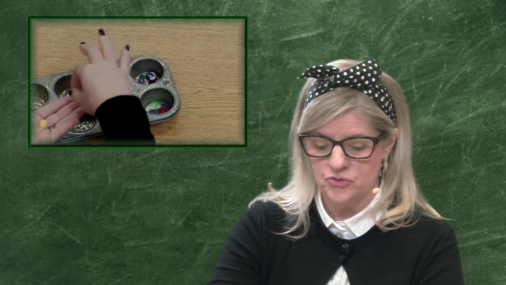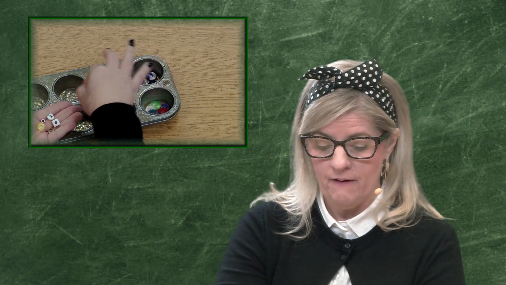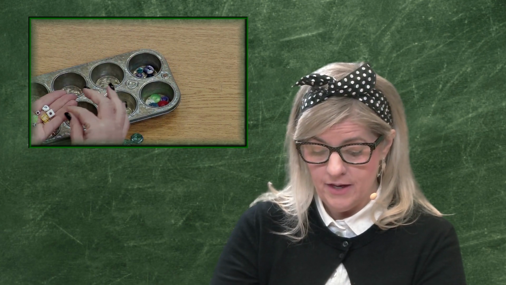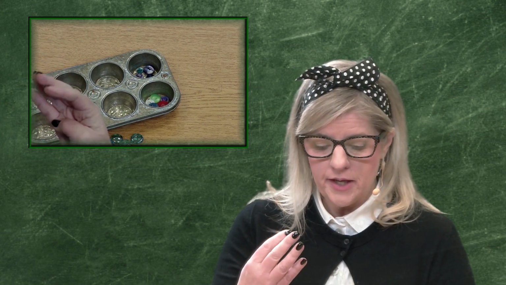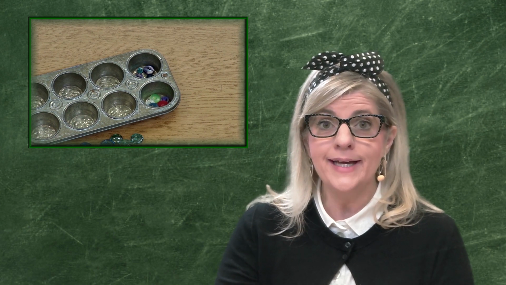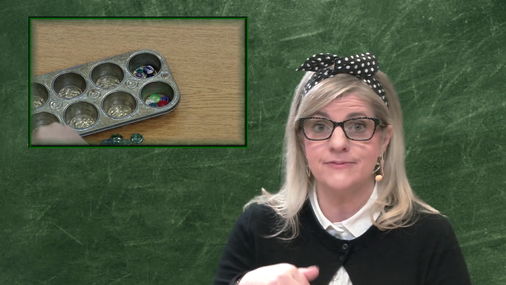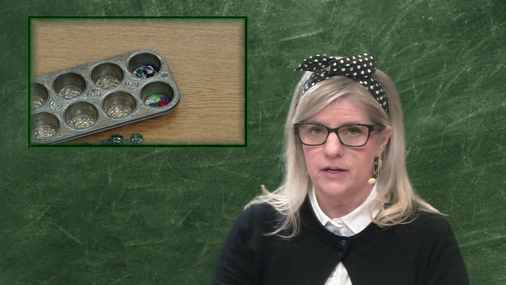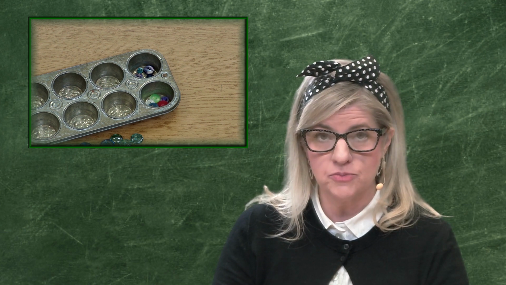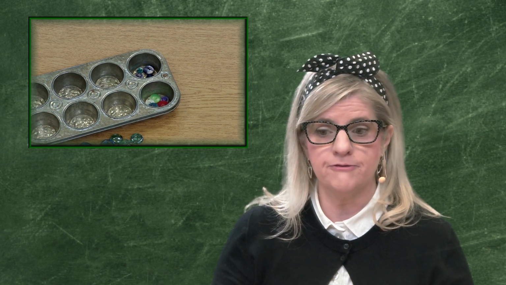1, 2, 3, 4, 5, 6, 7. So my first number was 4, and my second number was 7, and I had to keep counting after 4. So I know that 4 is less than 7 because I stopped counting at 4 and went all the way to 7. Another way to say that would be 7 is greater than 4. So it's interchangeable. 4 is less than 7 and 7 is greater than 4.